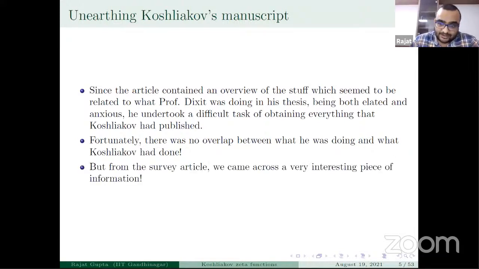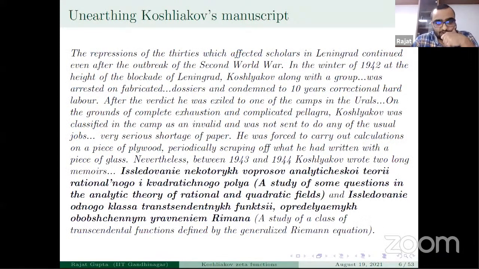But there was a very interesting piece of information in that survey article, which we will read here: the repression of the 30s, which affected scholars in Leningrad, continued even after the outbreak of the Second World War. In the winter of 1942, at the height of the blockade of Leningrad, Koshlikov, along with a group of scientists, was arrested on fabricated dossiers and condemned to 10 years of correctional hard labor. After the verdict, he was exiled to one of the camps in the Urals. The Urals are mountains. On the grounds of complete exhaustion and complicated pellagra, Koshlikov was classified in the camp as an invalid and was not sent to do any usual jobs.